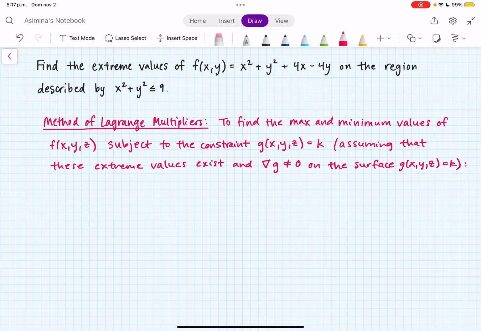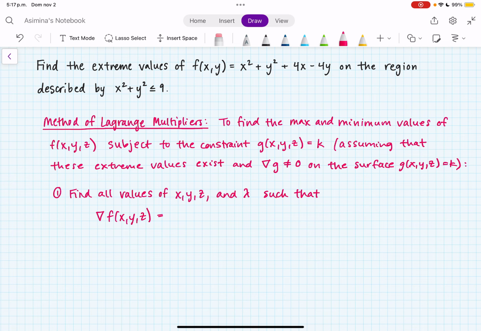So how do we find the maximum and minimum values? Well, step 1 says find all values x, y, z, and lambda such that the gradient of f of x, y, z is equal to lambda times the gradient of g of x, y, z, and g of x, y, z is equal to k. That's step 1.